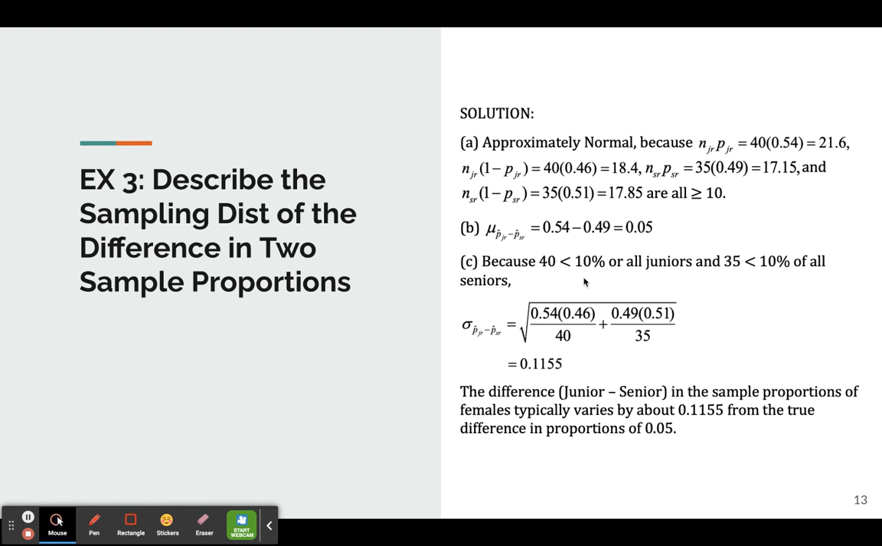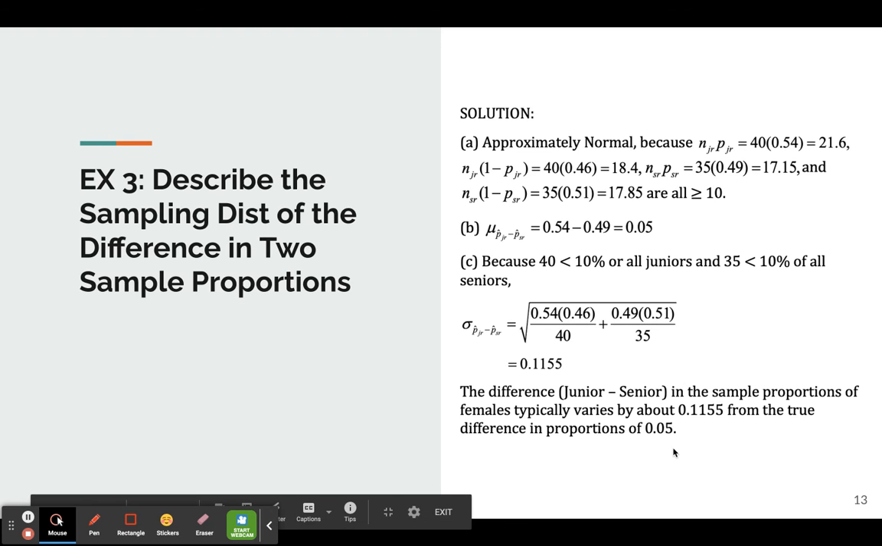And then because 40 is less than 10% of all juniors and 35 is less than 10% of all seniors, we can apply this standard deviation formula. From that, we're going to get about 0.1155. So if we interpret that, the difference junior minus senior in the sample proportion of females typically varies by about 0.1155 from the true difference in proportions, which is 0.05. Right, that 0.05 comes from right here.